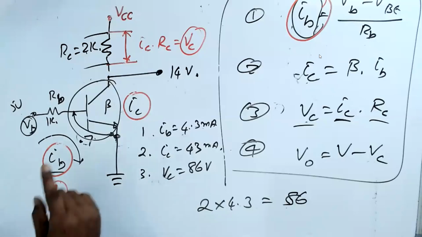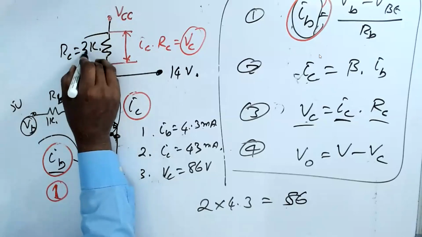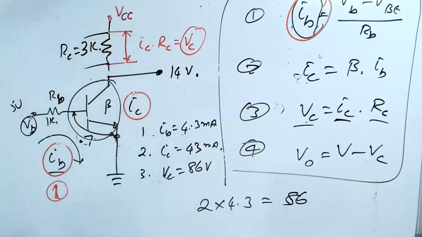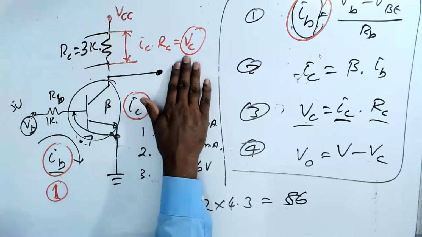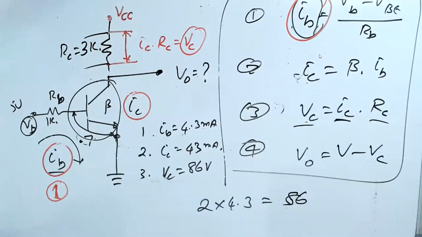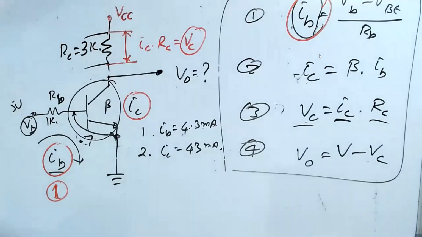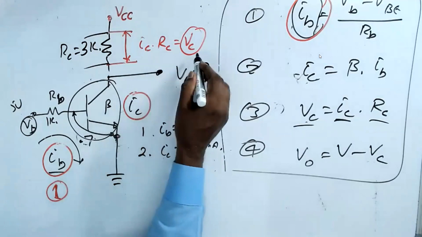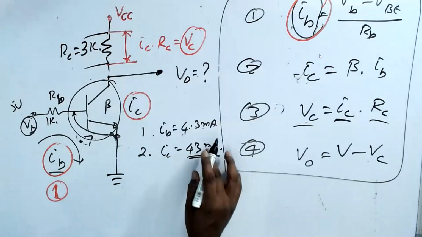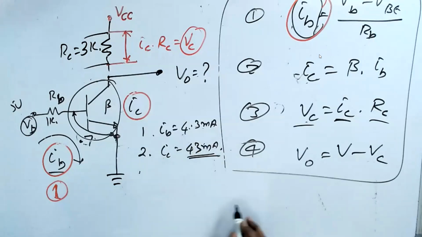So now I ask you one question. If I put 3K here, what will happen? You understand here? If I put 3K here, what is V naught? Anybody can tell me? If I put 3K, now IC is 4.3 milliampere. IC is how much? 4.3 milliampere. Now I'm asking, what is V naught? Can anybody tell me?